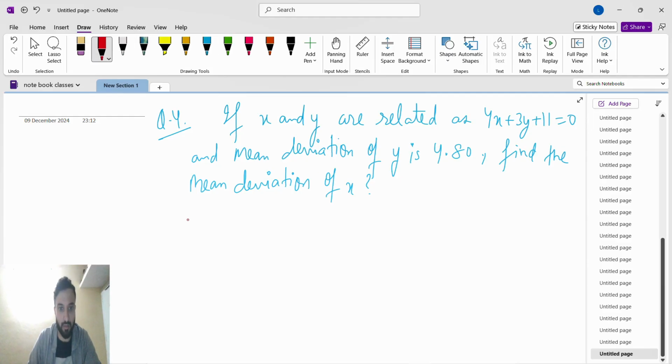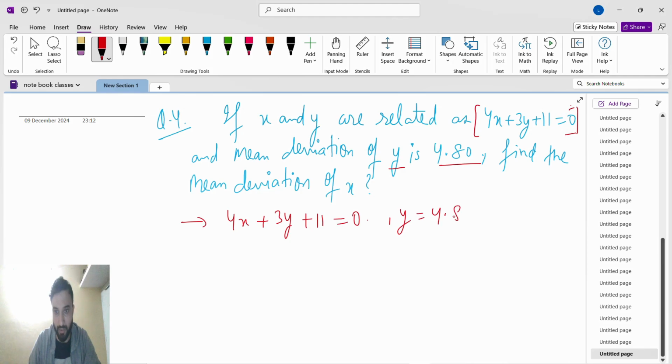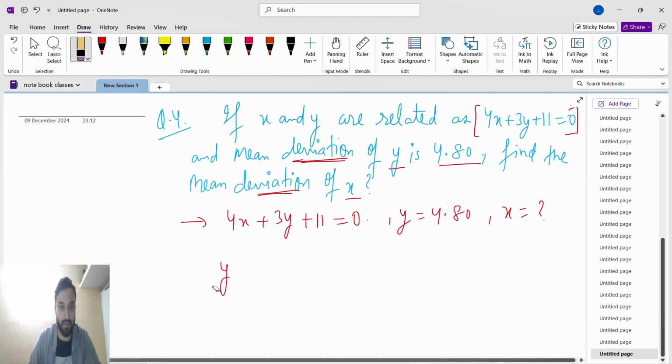So here also you can see they have given one equation, 4x plus 3y plus 11 equals 0, and the value of one variable, y equals 4.80. You have to find the value of the other variable, x. And the same thing, here the word deviation is given, which means dispersion. So we have to find x.